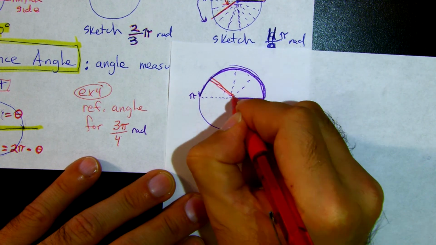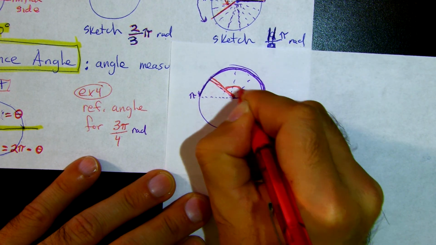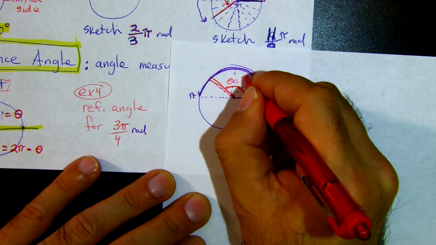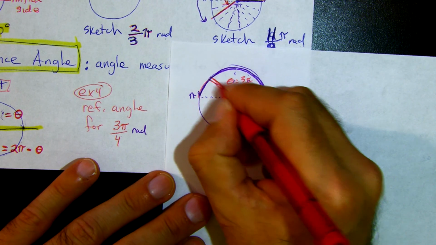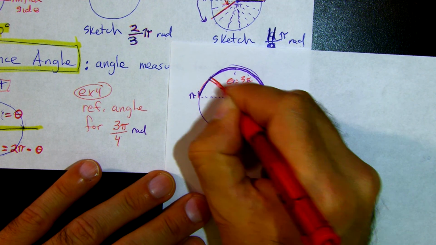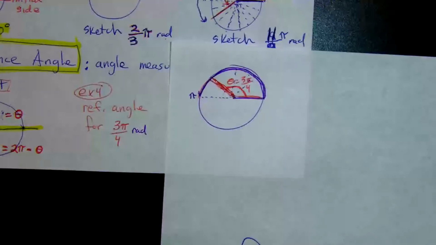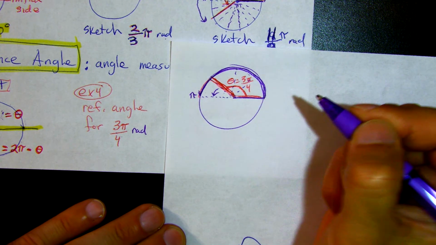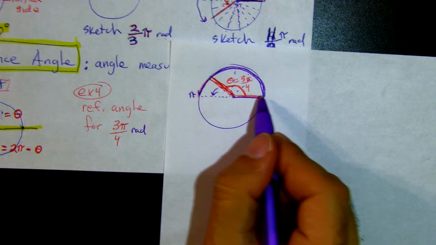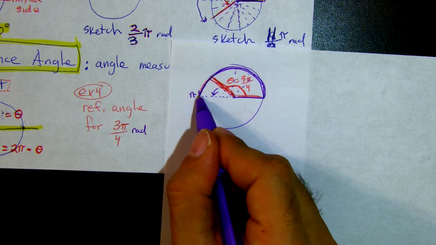And then remember what the question is. It's from the terminal side here. How far is it to get down to the x-axis? You've got to just think about that. Rotating halfway around to get to the x-axis is pi. I went 3/4 pi. So my reference angle here is going to be pi over 4.